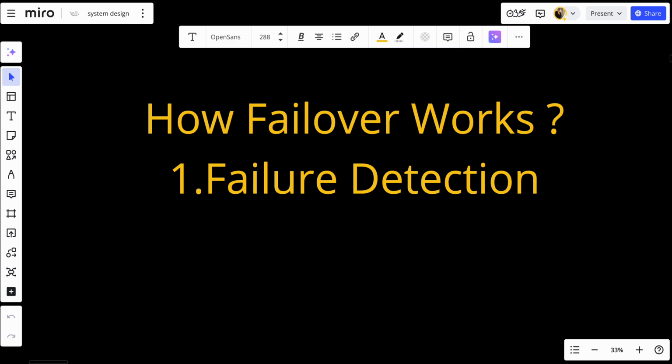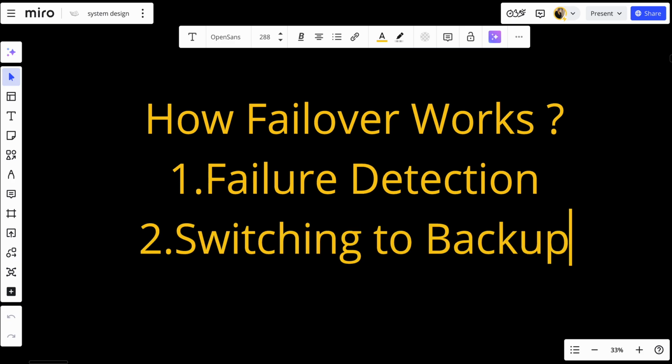The second step of how failover works is switching to backup. After detecting a failure, the system reroutes traffic to a backup component. This can be done using tools like load balancers or automated scripts that make the backup components active. Like in an AWS setup, for example, you could use Elastic Load Balancer to distribute traffic between multiple instances. If one instance fails, the load balancer stops sending traffic to it and directs users to healthy instances.